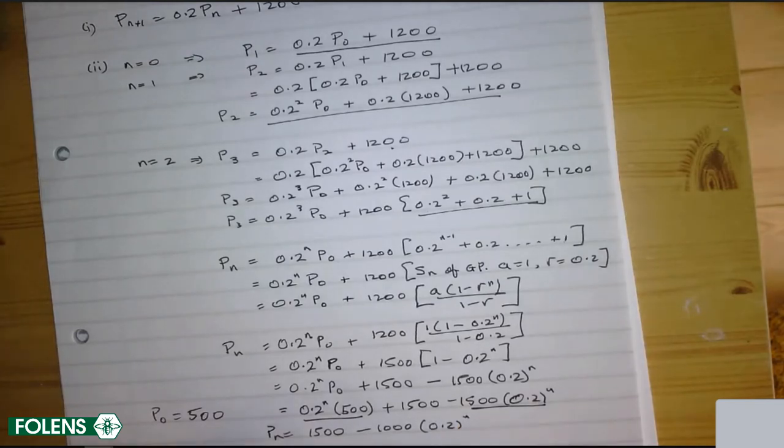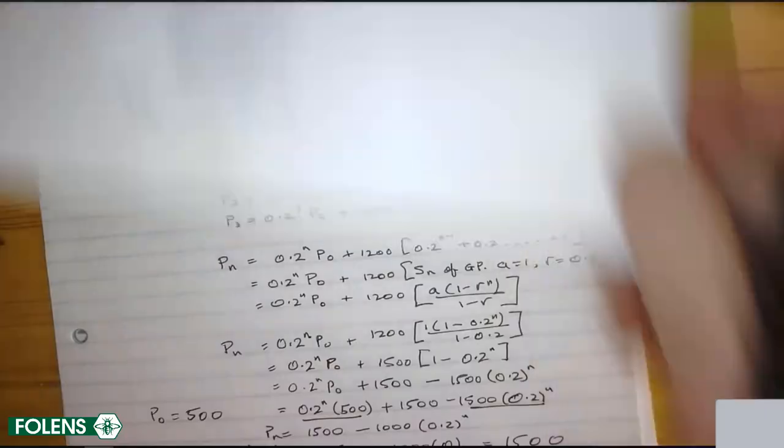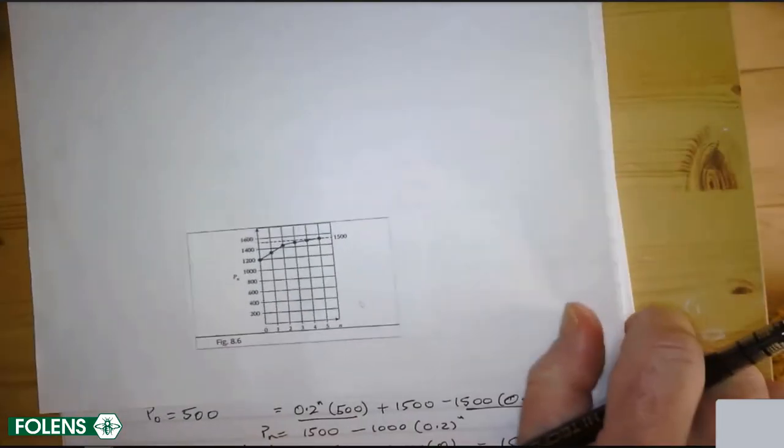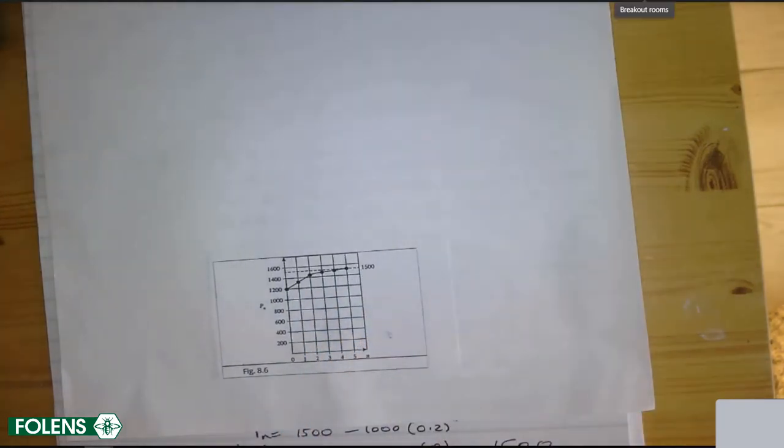But in the third question, it asks, what is going to happen to the population as time goes by? That will be the limit as n goes to infinity of Pn. Well, as n goes to infinity, 1500 remains the same, 1000 remains the same, but 0.2 by 0.2 by 0.2 by 0.2 gets smaller and smaller and dwindles towards zero. A very interesting result, that the population will tend to a limit of 1500. Over the years, if we do this replenishing every year of 1200, the population will tend to 1500. And if we look at a nice graph here, we can see that as years go by, it gets nearer and nearer to 1500 fish in our river.